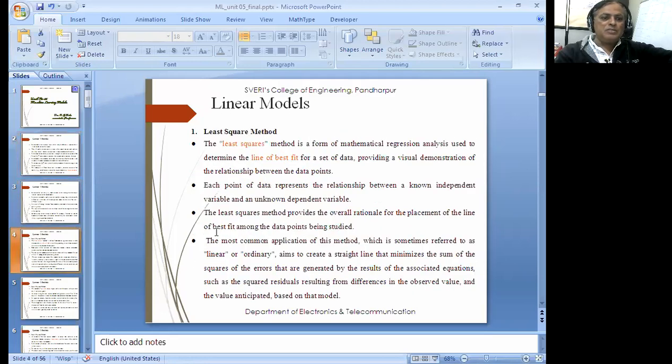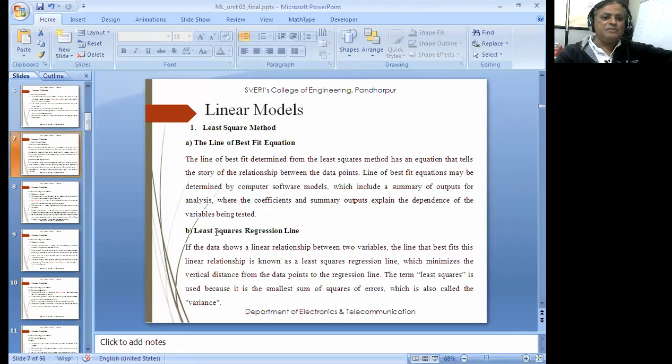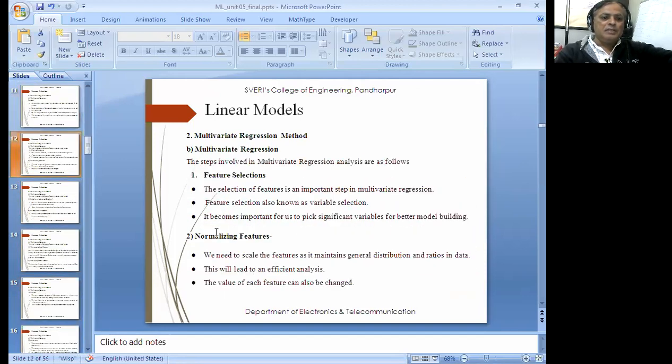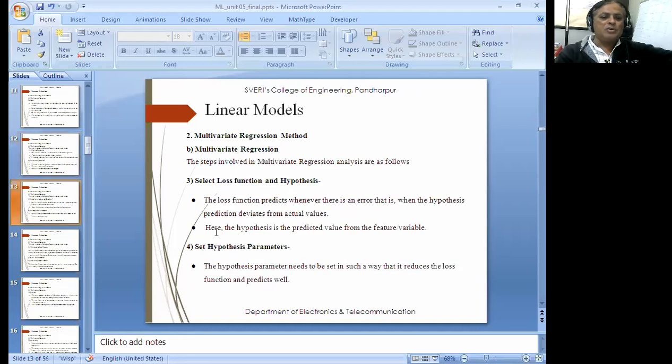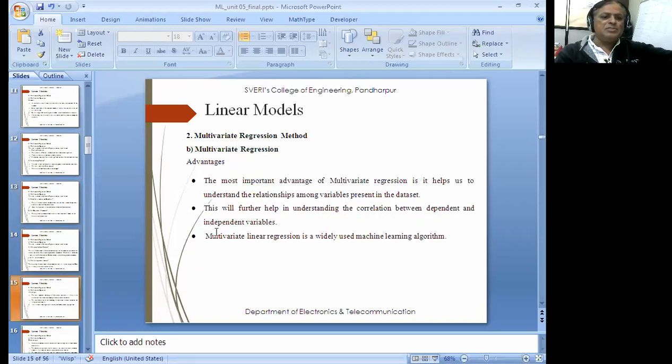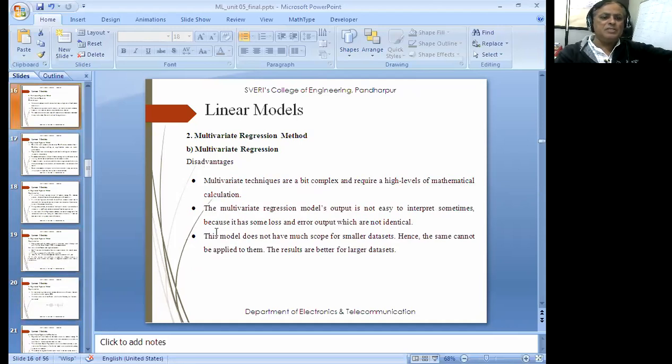In these linear models, we have seen least square methods. Then we have seen the equations under least square methods, like the line of best fit equation and least square regression lines. Second, under linear models, we have seen multivariate regression, which is nothing but regression analysis. Then we have seen the steps in multivariate regression, which include feature selection, normalization of features, selecting the loss function and hypothesis, and setting the hypothesis parameters. Fifth, minimize the loss function and test the hypothesis function.